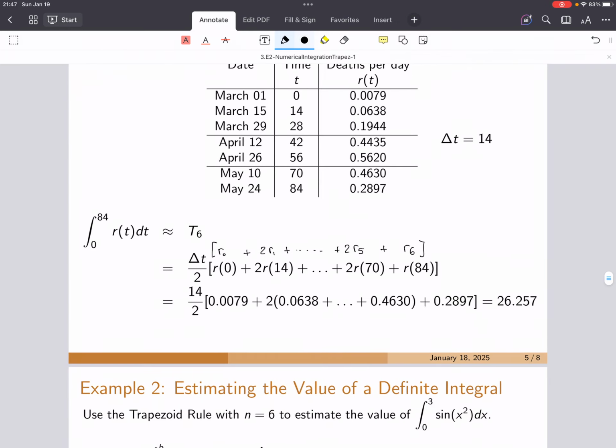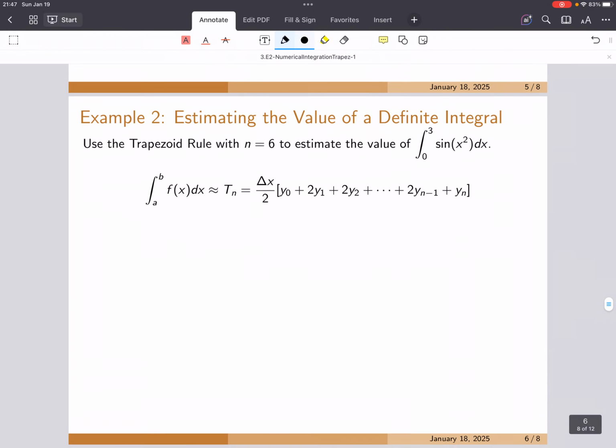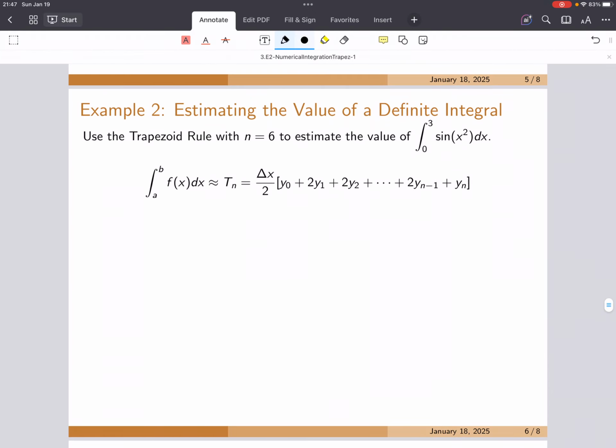All right, my second example is to use the trapezoid rule to estimate the value of a definite integral for which we cannot find an antiderivative. Because we can't find the antiderivative, it isn't so easy to calculate the value of this integral, but with a numerical method we can estimate it. So here's just a reminder of what the trapezoid rule is. We've been told to use n equal to 6.